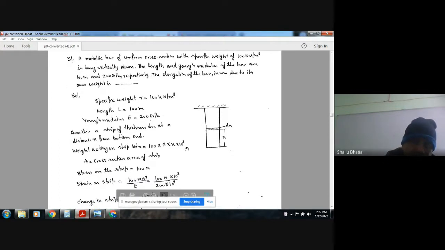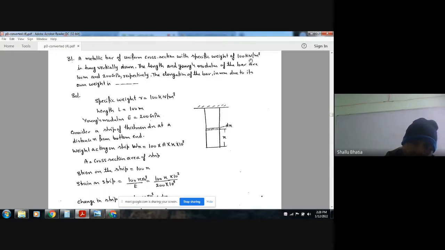So consider a bar of length L which is hung vertically, and at a distance x, consider a strip of thickness dx. The specific weight of the bar metal is 100 kilonewton per meter cube, the length is 100 meter, and E is 200 GPa. So the weight acting on this tip is 100 A x into 10 power 3, converting kilonewton to Newton.